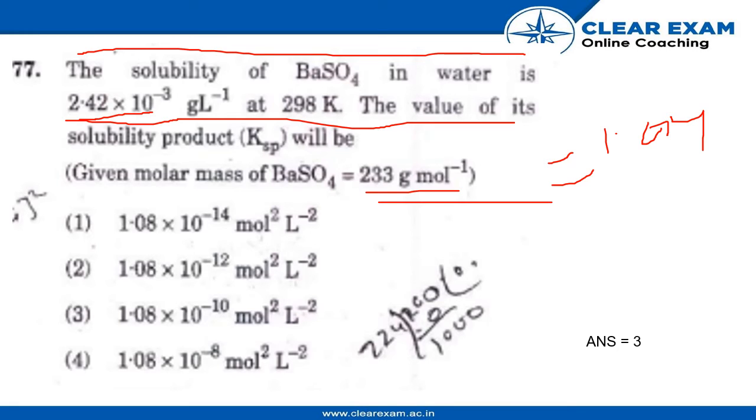So to find the Ksp, we have to find it separately. So Ksp is equal to [Ba2+][SO4 2-]. So basically Ksp is S into S. So we have to multiply 1.04 × 10^-5 by itself. After multiplying, we'll get 1.08 × 10^-10, sorry, 10^-10, which would be option number 3. Thank you.